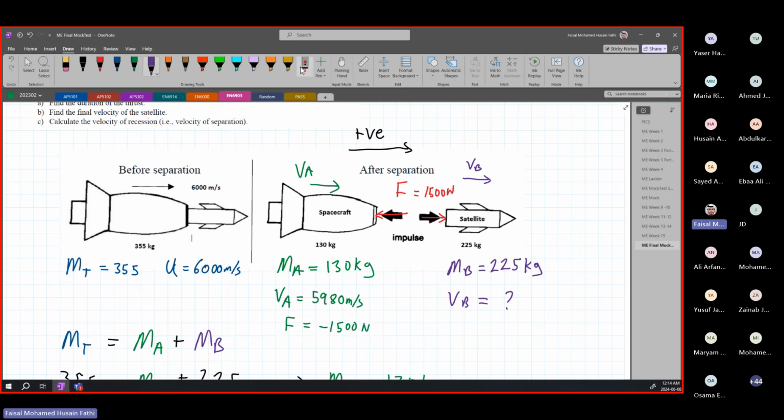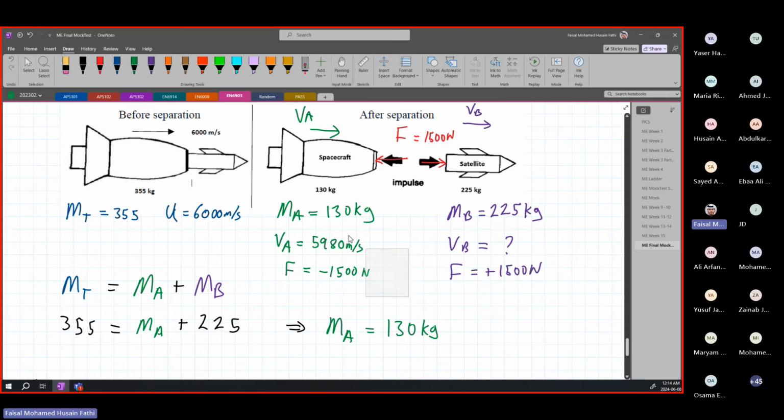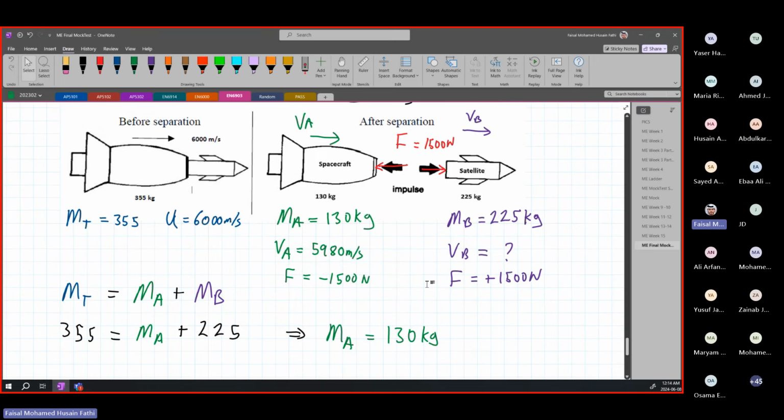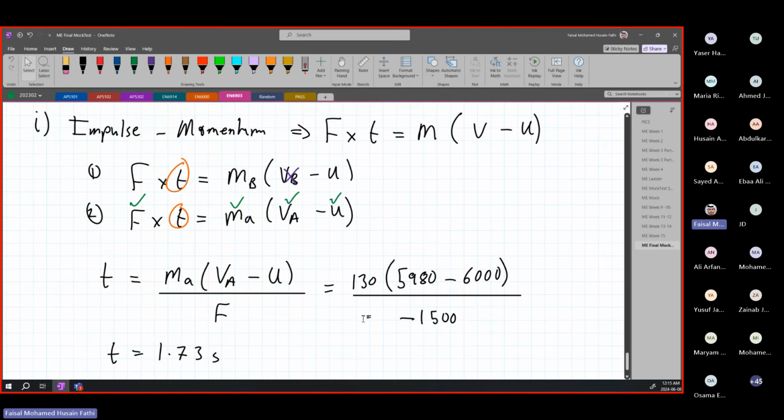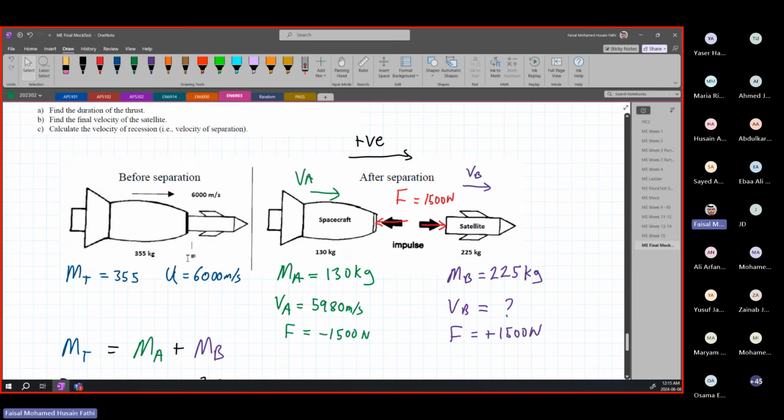And when we're looking at the satellite system, the impulse is now in the direction of the velocity. So F over here is the same thrust force. It is just the sign that will be different. It is 1,500 newtons. Since we are using this system to determine our time for impulse, we have to put our negative sign because our force is negative in this case. So this is the idea. Once we plug in all our values, we're going to find out that our time is equal to 1.73 seconds. Okay? And that's pretty much it for the time. Let's look at the next part.